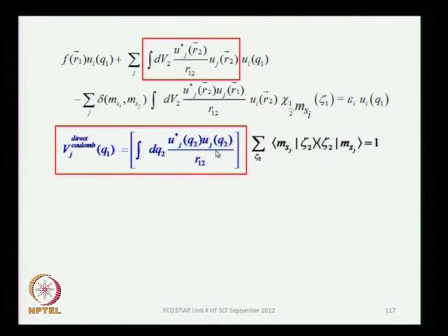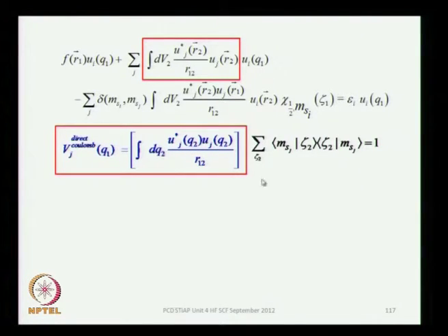and summation over the spin. Now, what is the summation over the spin part? 1 over r12 has nothing to do with spin. So, you carry out the sum over the spin coordinate 2, both of these are states j. So, this is the spin state m_s j of zeta 2, and this is the complex conjugate of that, and you find that this is equal to 1, right.